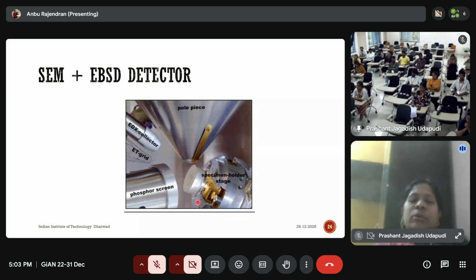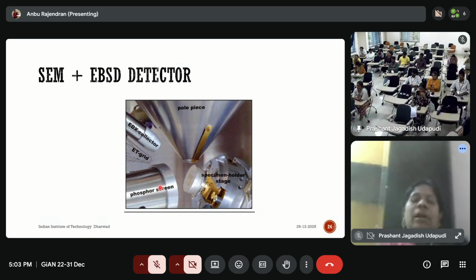So it will be rotated to 70 degrees, so the sample is at 70 degrees. The electron will fall on the sample, and whatever diffracted rays come out will be collected by the phosphor screen. Then the process will be done internally, and we will get some data from this.